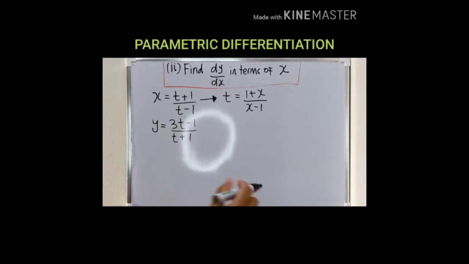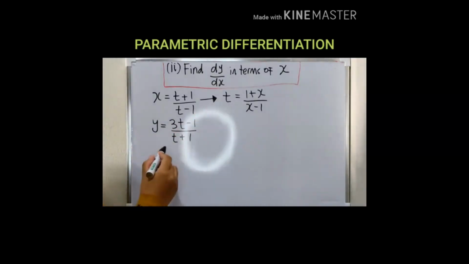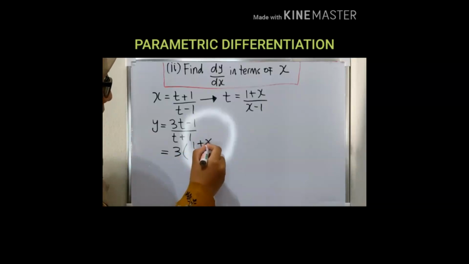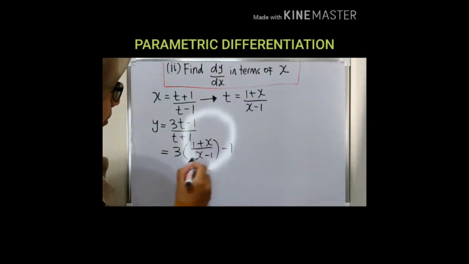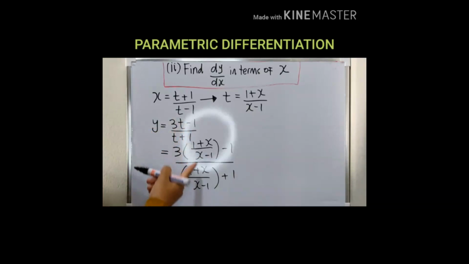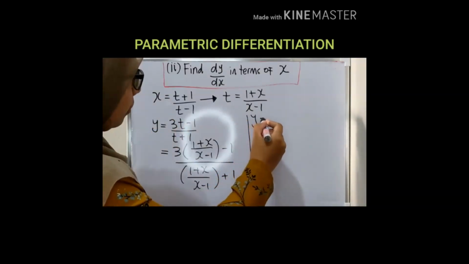Okay, so now this is your y. Now we substitute t in terms of x. So we have here 3 times t, where t is 1 plus x over x minus 1, over 1 plus x over x minus 1 plus 1. This is your t. Okay, now we simplify this.